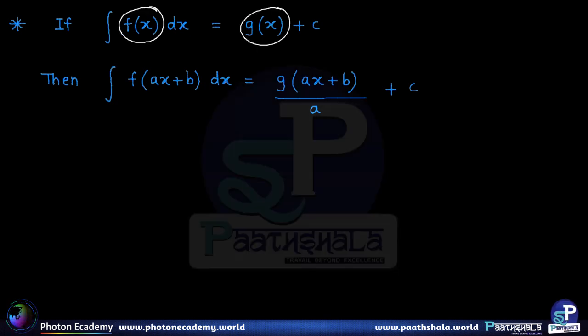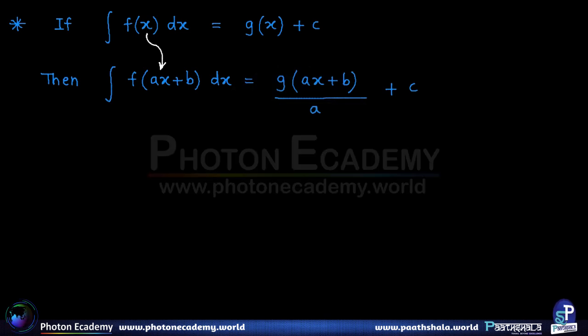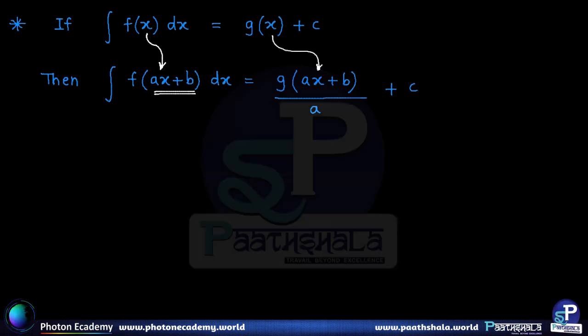So here we observe that the function is of the single variable which is x. Now if that is the case, then if the function is replaced in such a way that instead of x we have a linear expression in x, that is ax plus b, where of course a and b are some constants. So in that case the integral is nothing but g of the same linear expression, but it will get divided by a, which is the coefficient of x in that linear expression.